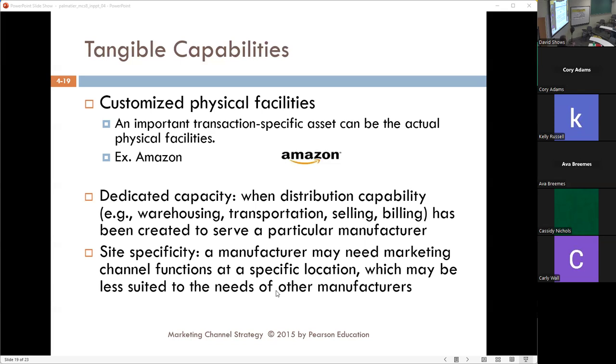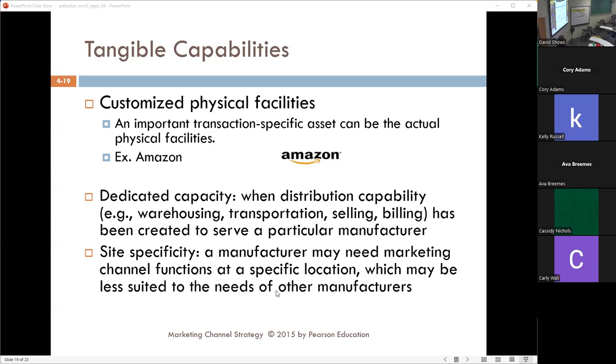The next is that you could have a dedicated capacity. You have warehousing and everything set up to serve a particular manufacturer. Procter & Gamble and Walmart are so closely associated together that there is a Walmart office in Procter & Gamble in Dayton, Ohio, and there is a Procter & Gamble office in Bentonville, Arkansas. That is how close they are together.